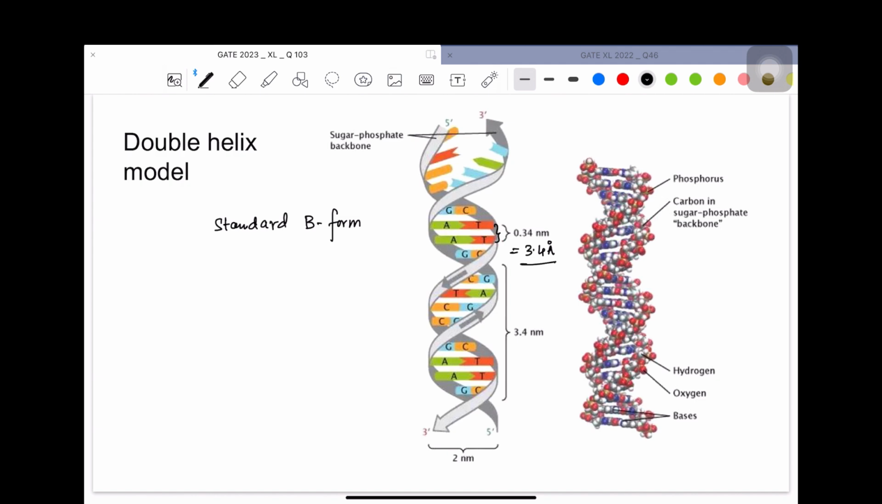And the rise per turn is 3.4 nanometer or 34 angstrom. And we know that there are approximately 10 base pairs in a turn. So 3.4 into 10 also gives us 34 angstrom. So we know that in one complete turn, there are approximately 10 base pairs. So this is the information that we need to solve the question, which is also given in the question. So now let's get back to the question.